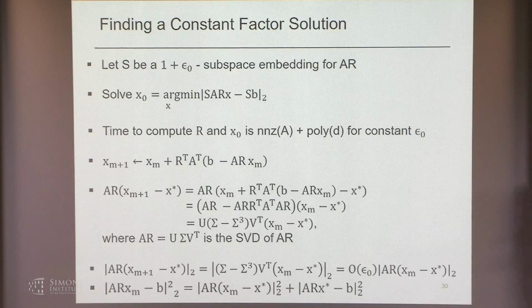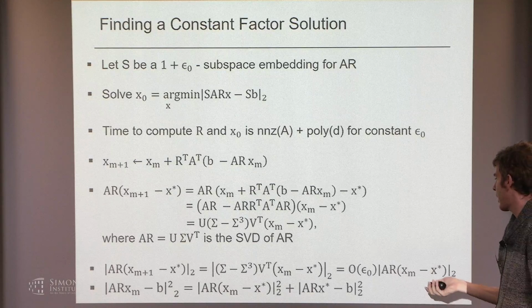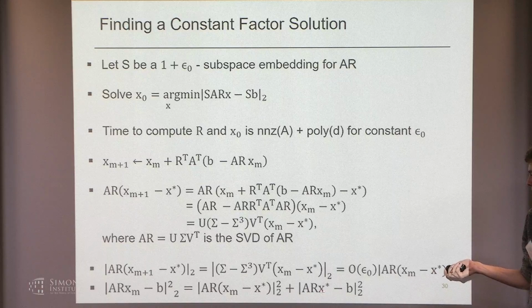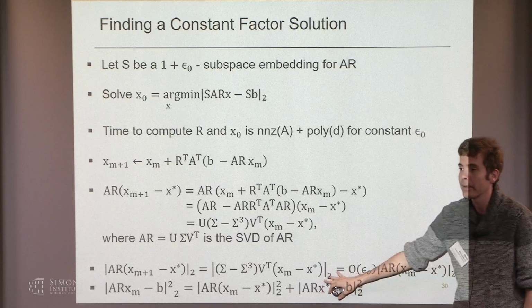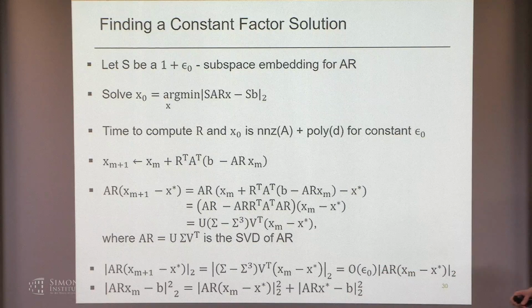I think I missed something. I thought X star was the solution for the AR regression problem, right? Not the AX minus B problem. X star is opt for what? I can take the optimal for AR. So I think I'm missing the last step, which is that you wanted to originally solve. You have to plug R in. You use R x star for the A problem, right?